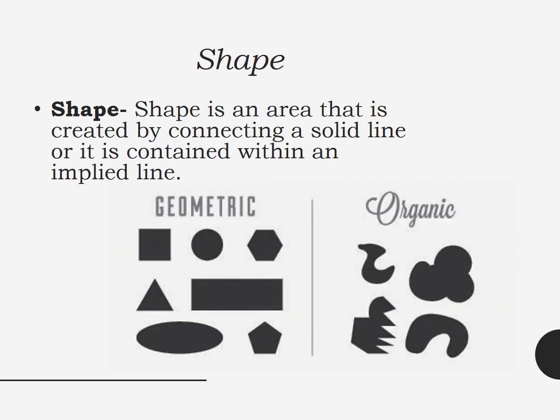Shape. Okay, so shape is an area that is created by connecting a solid line, or it's contained within an implied line, what we just talked about with that cat there. So there's 2 different types of shapes. You can have geometric shapes, so those are the ones with the names that you recognize: circle, square, rhombus, triangle, etc. But organic shapes are kind of the blobby shapes, or the ones that don't necessarily have a name. They're still a shape because it's an area connected by a line, but they just don't have those fancy schmancy names.